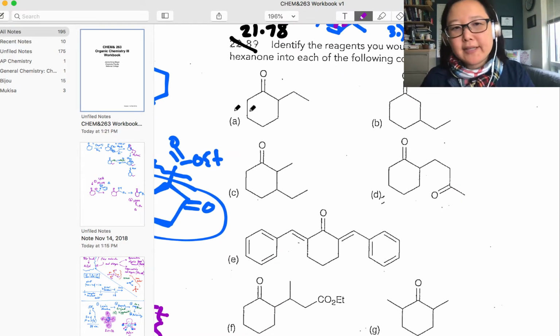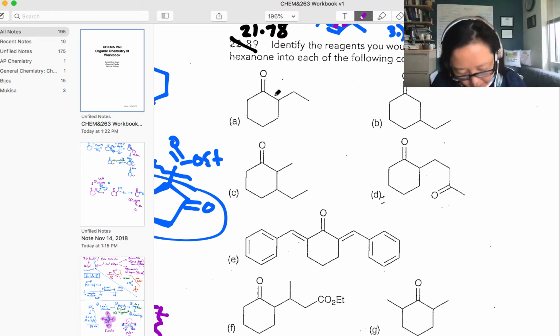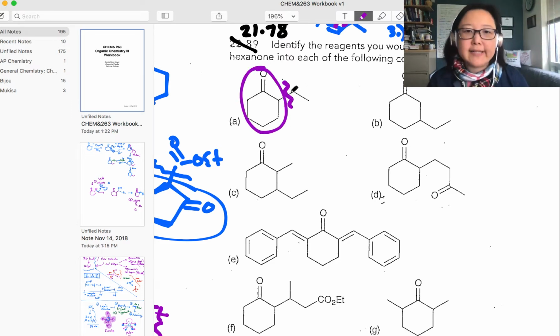Okay, for each of these problems, it used to be 22.89, now it's 21.78 in the newer 3rd edition. We're starting with cyclohexanone, which is this compound. So we really need to alpha alkylate here.